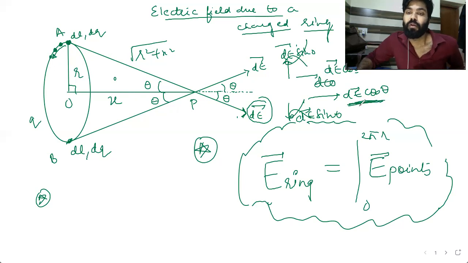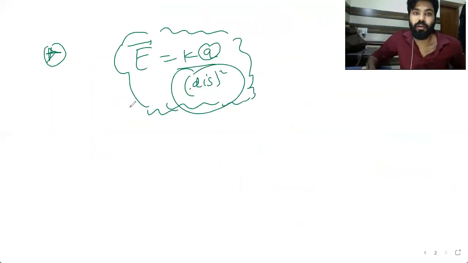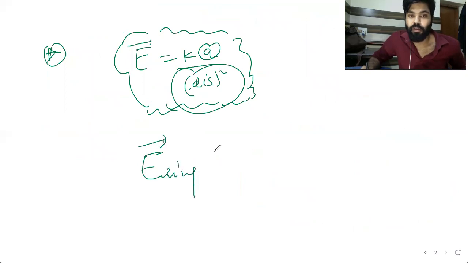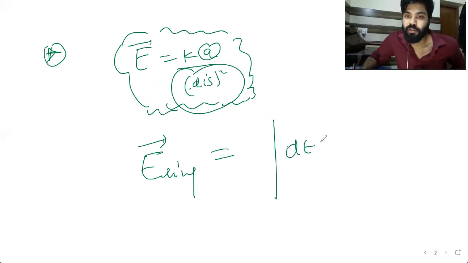Means you have to add up dE cosθ over 2πr. Means the electric field of the ring is the integration of dE cosθ over 2πr.